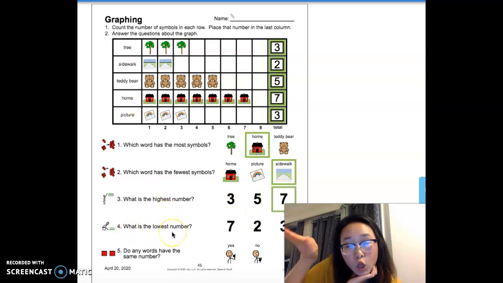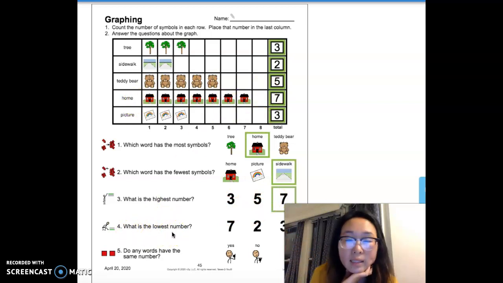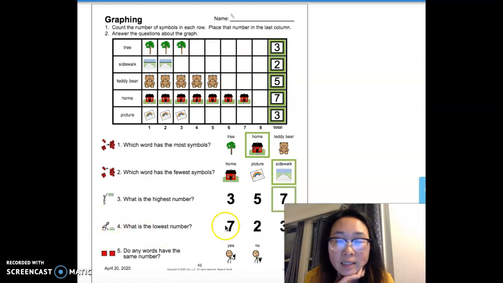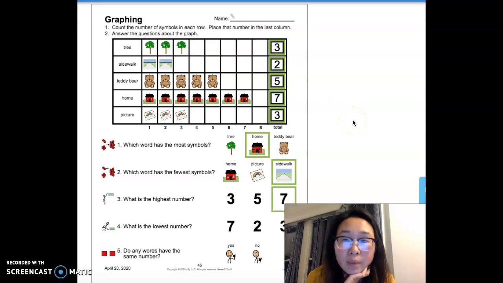What is the lowest number? Lowest. You see here the lowest number. Is it 7, 2, or 3? We have 7, 2, or 3. Which one is our lowest number? It is 2. And our last question asks, number 5, do any words have the same number?